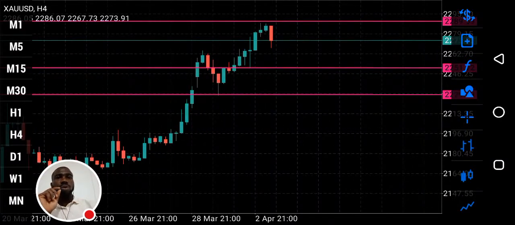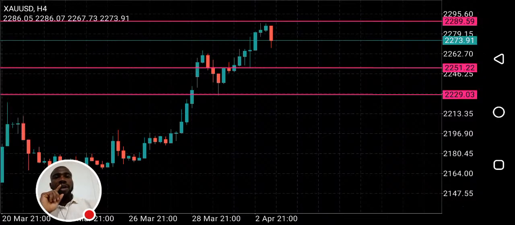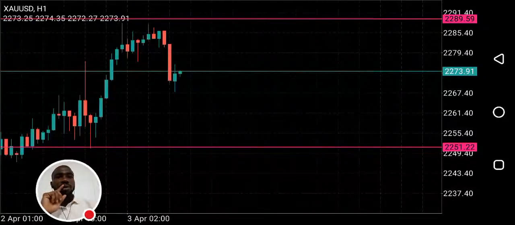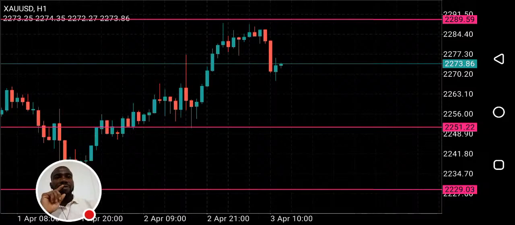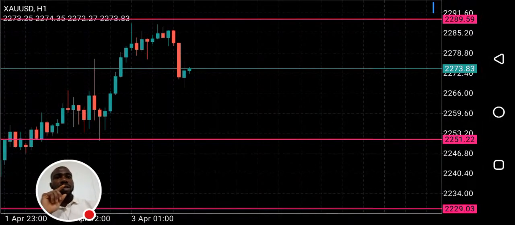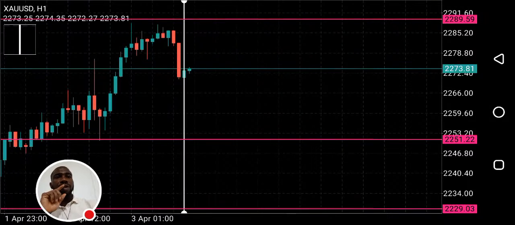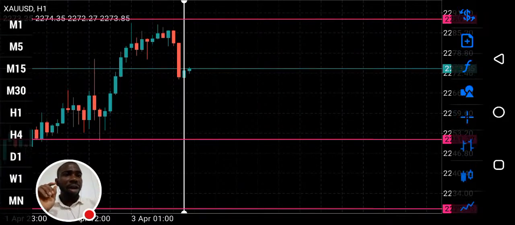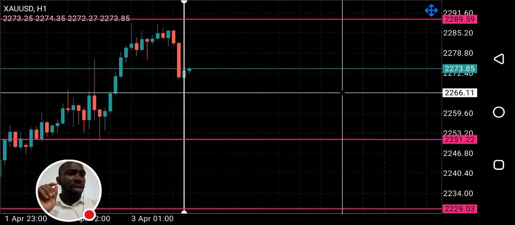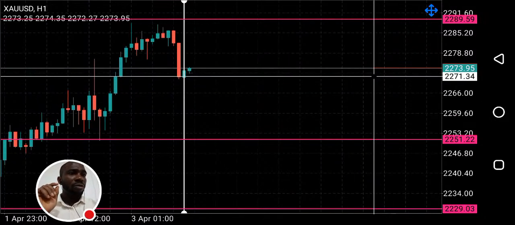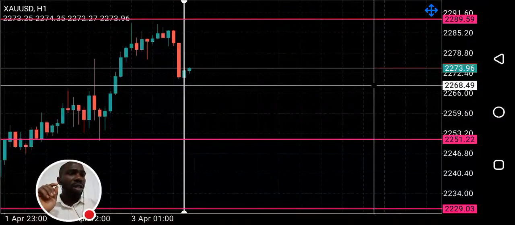Let's go to 1 hour. Let's see what we have on 1 hour. Okay, so let's go to 15 minutes. To identify fair value gap, wait for price to pull back to the fair value gap before you sell, please. Because if you enter sell from the current market price, the risk will be very high. The market is currently trading at 2273.9.